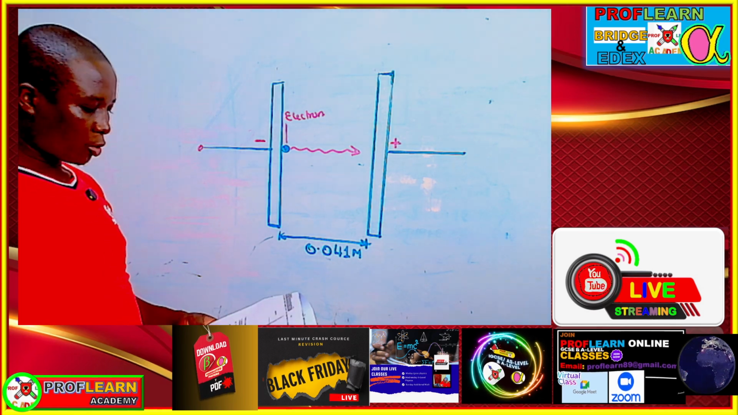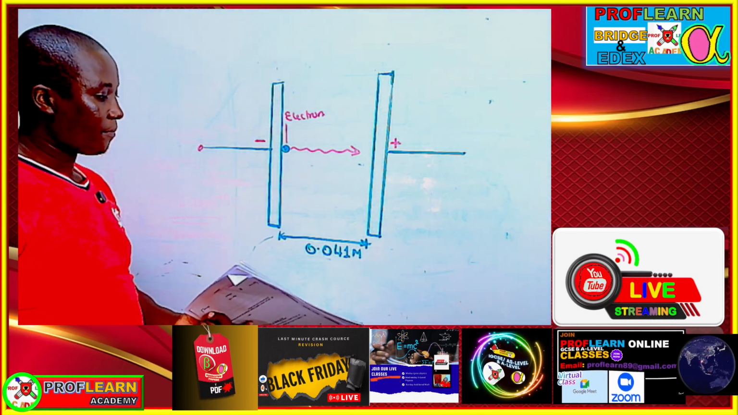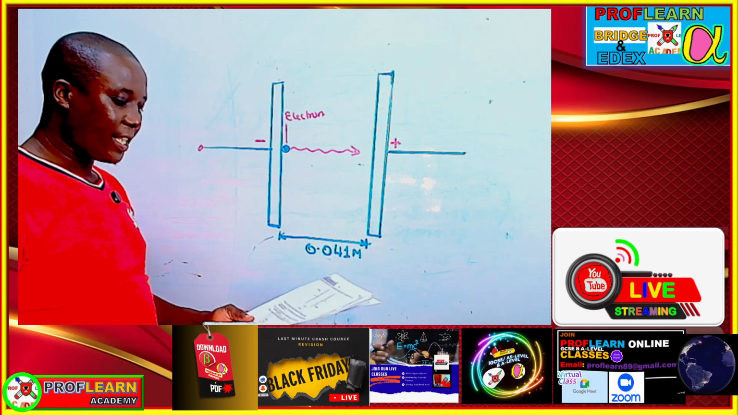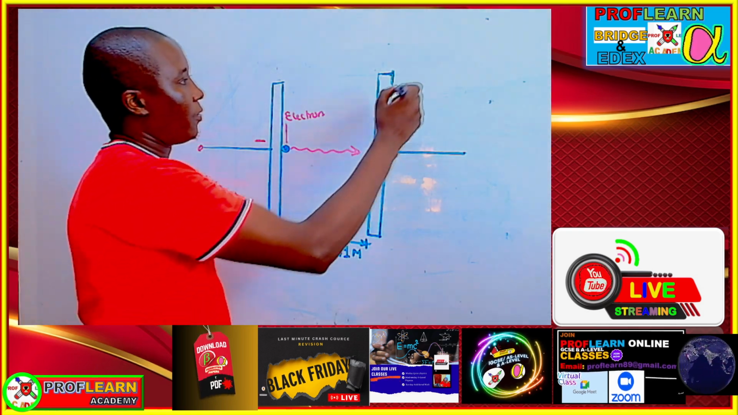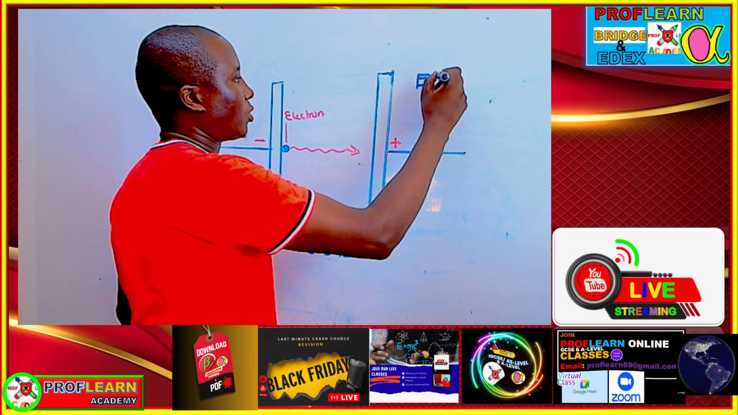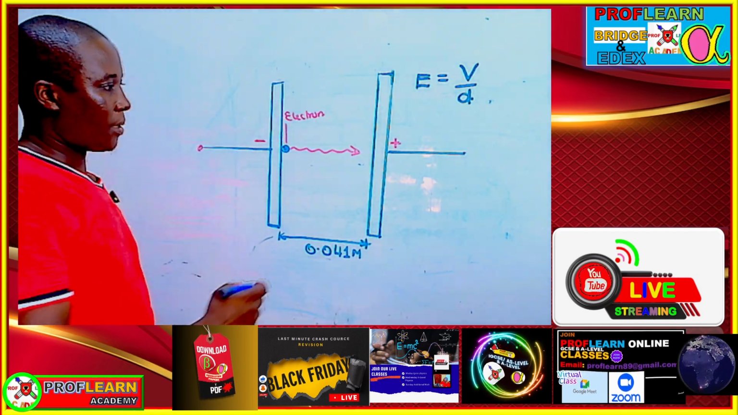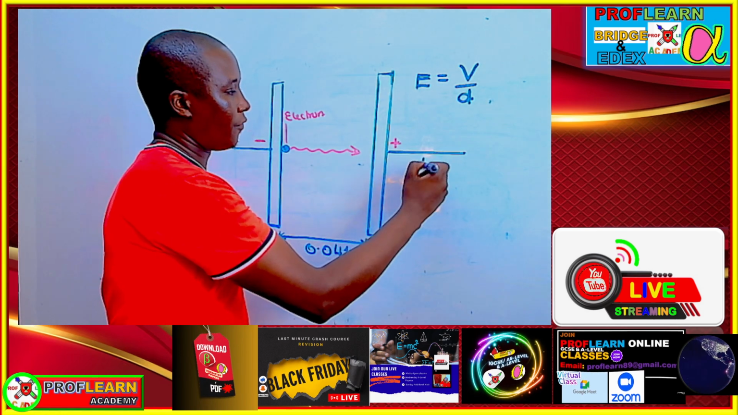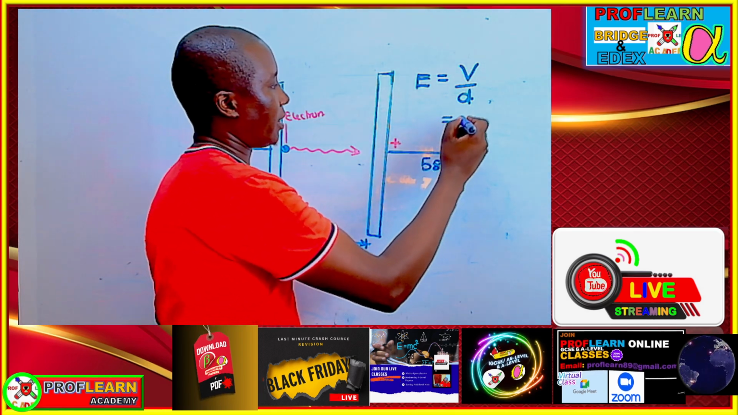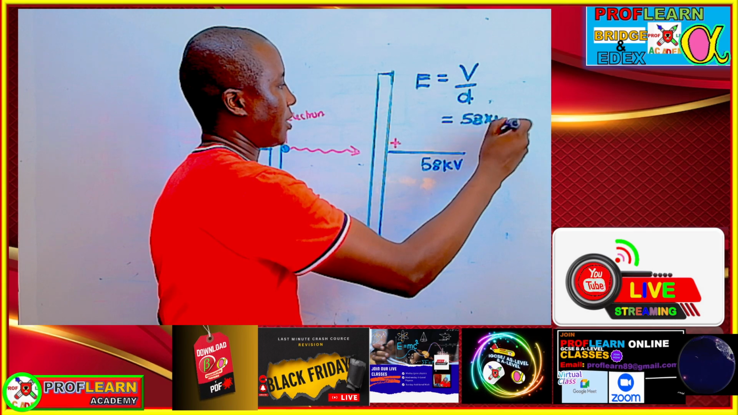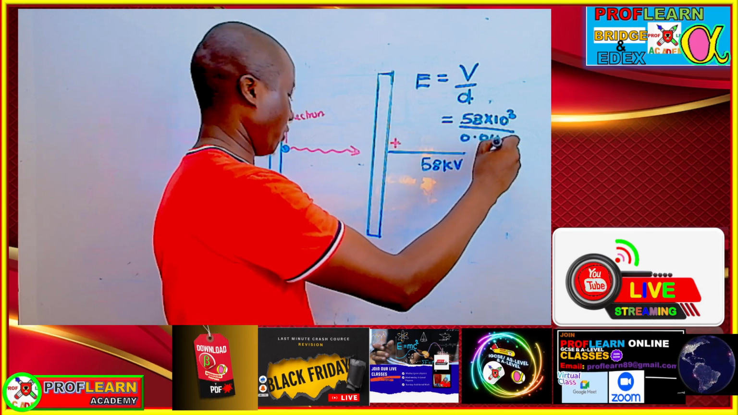Then we are supposed to calculate the electric field strength between the plates, and give your units. You need to ask yourself, what is the formula for electric field strength? Electric field strength is given by the potential difference between the plates over the distance of separation. The potential difference is 58 kilovolts that was applied here, so this is going to be 58 times 10 raised to power 3 divided by the distance of separation, which is 0.041.